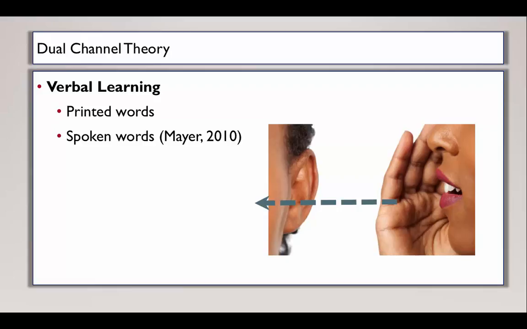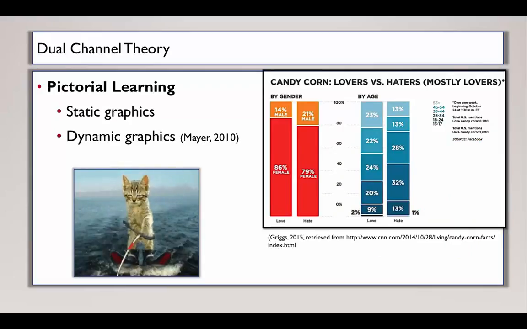Pictorial learning is achieved by graphics or dynamic graphics. For example, the graph on the right depicts statistics regarding candy corn affinity, whereas on the left, this is an animated image of, well, you can see a cat skiing.